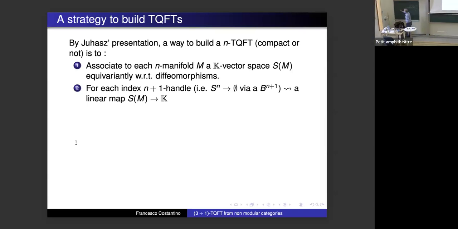So, for instance, that's gluing a 2-handle over a circle. You make disappear one sphere of maximal dimension. So you start by requiring a linear map from the manifold before doing the operation to the manifold after doing the operation. If your manifold is just a sphere, you want to have a linear map from the vector space of the sphere to your field.